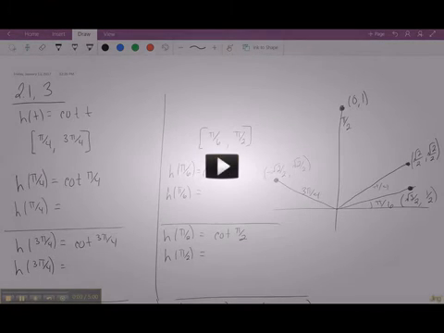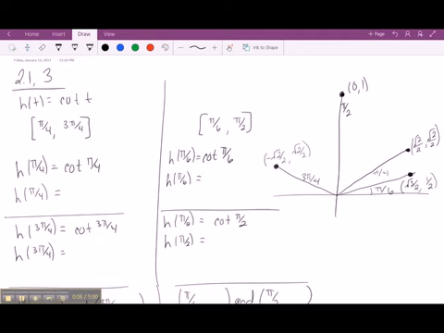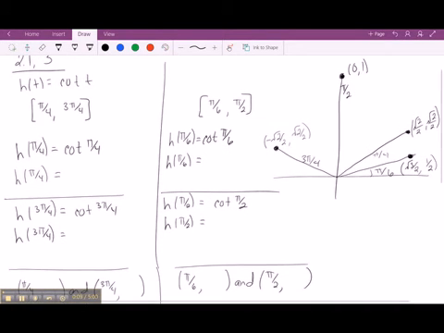Okay, so there were a lot of questions on 2.1 number 3, so I wanted to take a look at how to do that. The function that we're looking at is cotangent of t, and there's two parts. Part A is between pi over 4 and 3 pi over 4, and part B is between pi over 6 and pi over 2. So I have a split screen here.